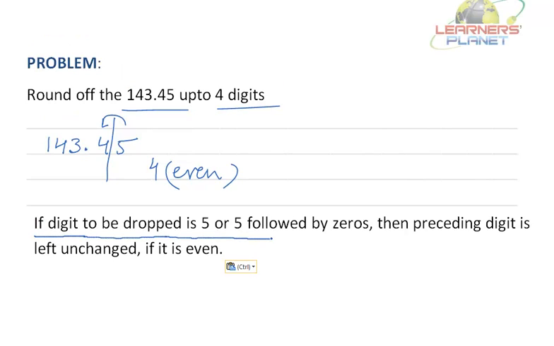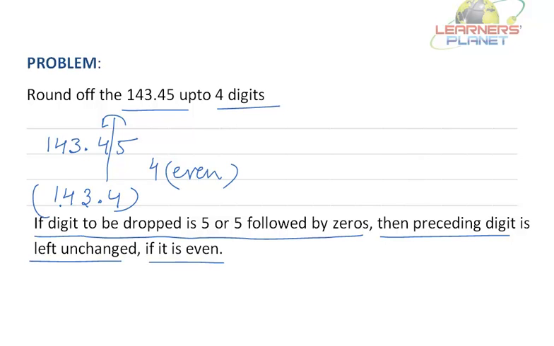If the digit to be dropped is 5 followed by zeros, then the preceding digit is left unchanged if the preceding digit is even. So 4 is even, so it is left unchanged. So the answer is 143.4.